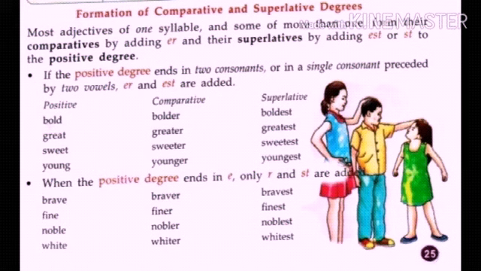The second rule of the formation of the comparative and superlative degree: when the positive degree ends in E, in that case in the comparative degree we just add R, and in the superlative degree we just add ST. For example, brave, braver, bravest, fine, finer, finest, noble, nobler, noblest, white, whiter, whitest.